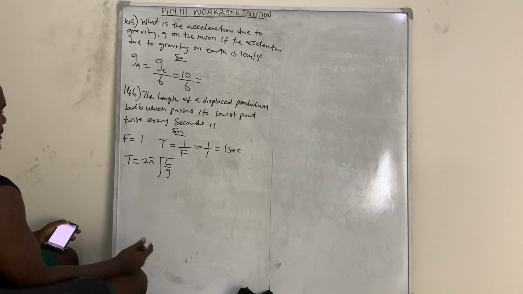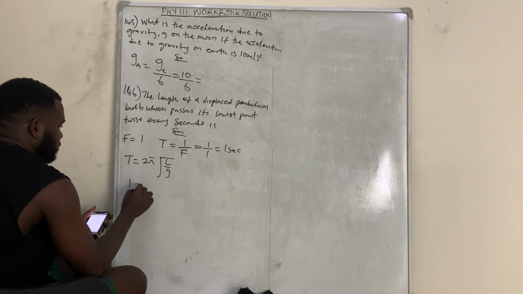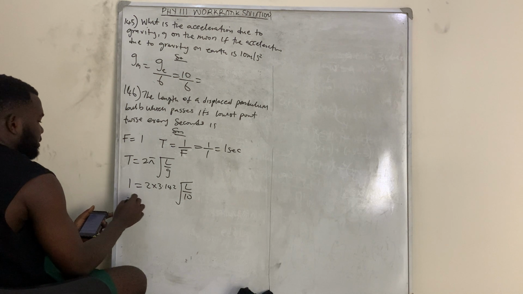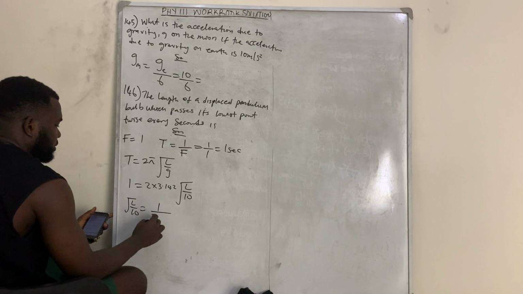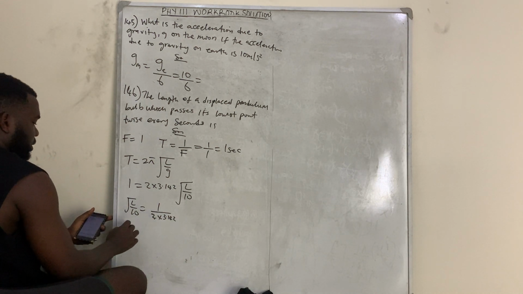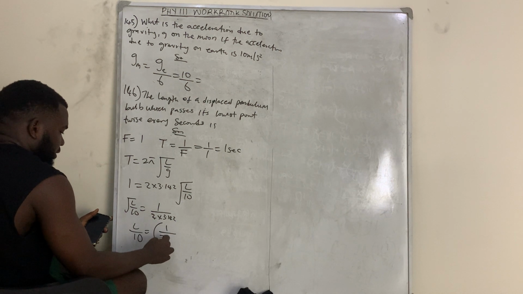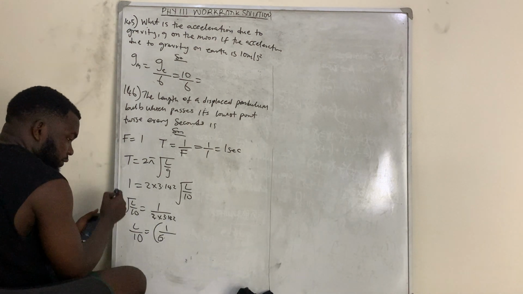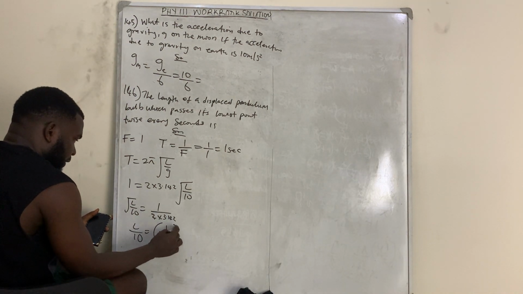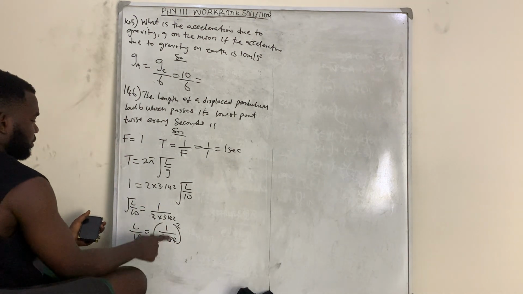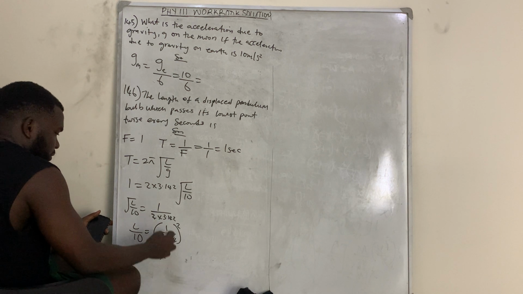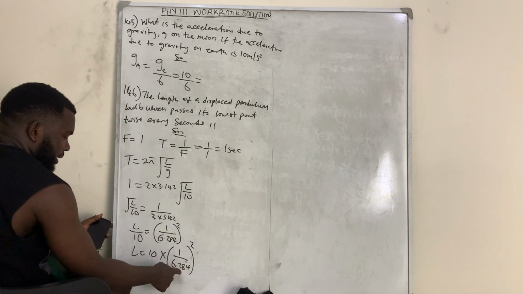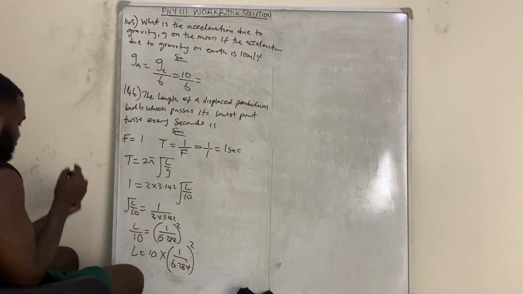So what are they asking us? They're asking us the length. So we have everything we need now. So we have that 1 is equal to 2 times 3.142 times the square root of L over 10. So the square root of L over 10 is equal to 1 divided by 2 times 3.142. Okay, so this will give you 6.284, then all squared, because when the square root crosses to the other side it becomes a square. So L will now be 10 times 1 over 6.284, squared. So do 1 divided by this, any answer you get, square it, then multiply it by 10. Okay, so that is that for that.